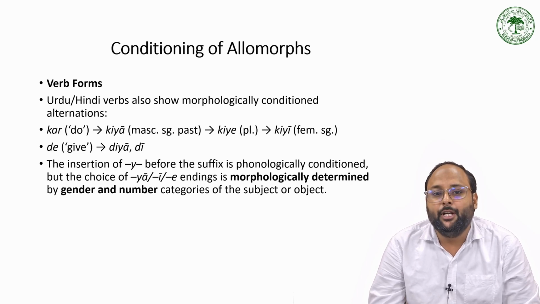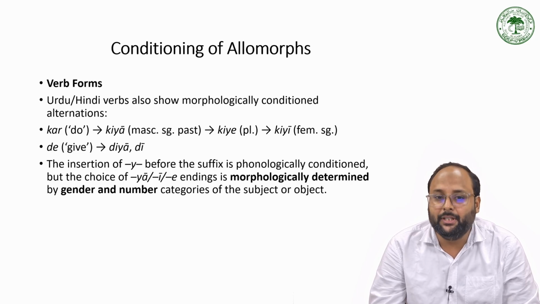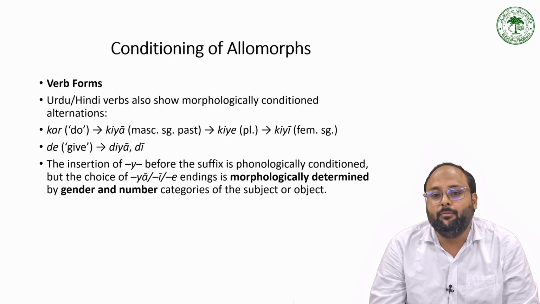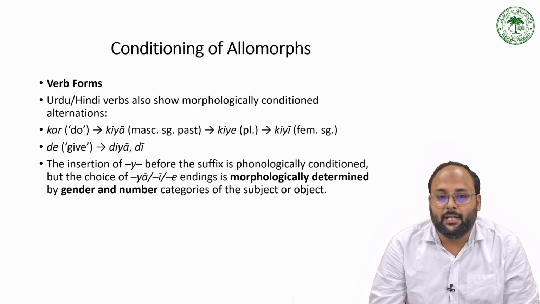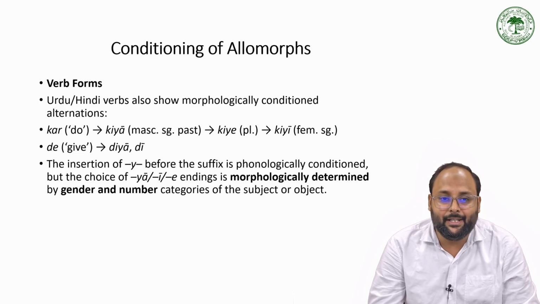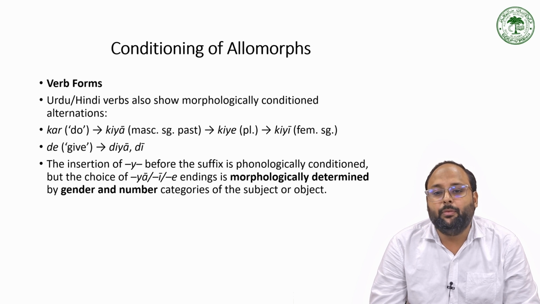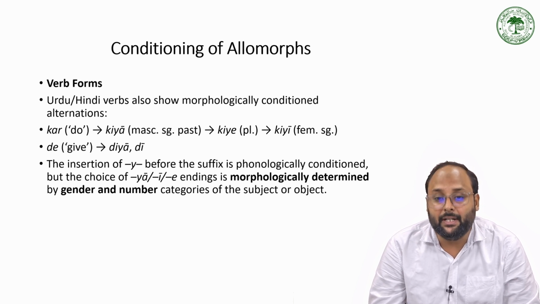So with the masculine singular past, we have किया, उसने काम किया या लड़के ने काम किया. With plural, लड़के, when we have the plural subject, we use किए, and ki for the feminine singular. And the word tha, it changes into dia or thi. So that alternation belongs to the morphological condition.